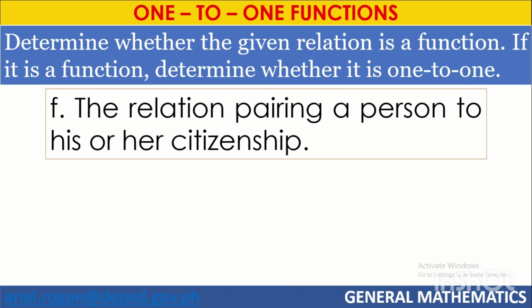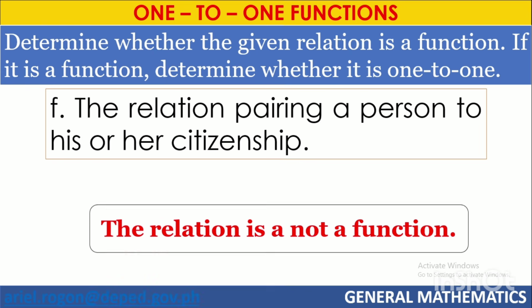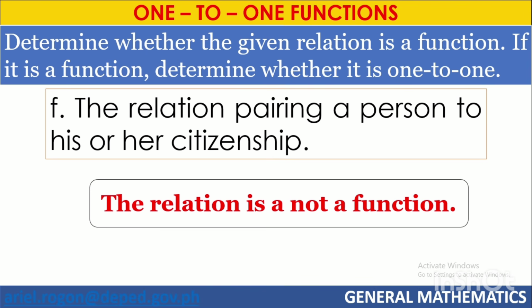Next. The relation pairing a person to his or her citizenship. Okay, tingnan natin. Possible ba na ang isang tao ay magkaroon ng dual citizenship? Possible ba? Yes, for example, yung may-ari ng ABS-CBN, Gabby Lopez is also an American citizen kasi doon siya pinanganak. Pero, Pilipino din siya. Yes. So, therefore, what do you think? This is a one-to-one or not? The relation is not a function.